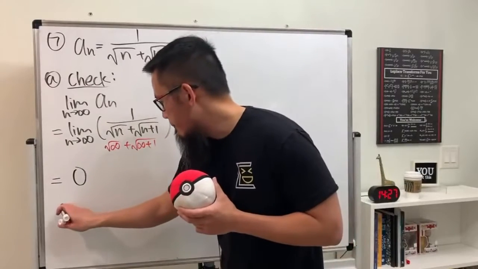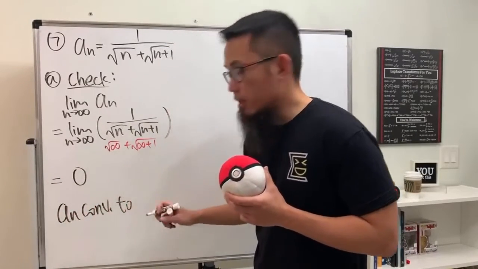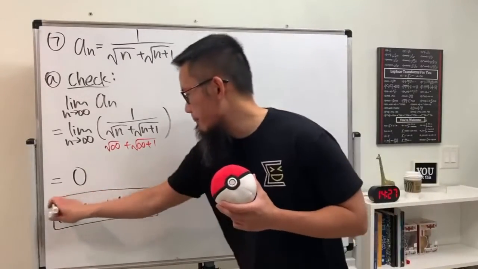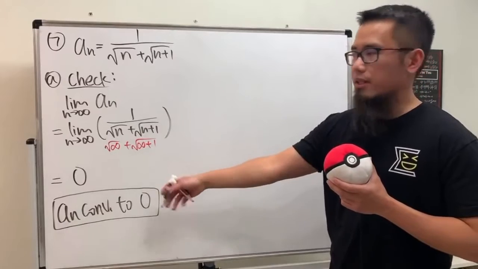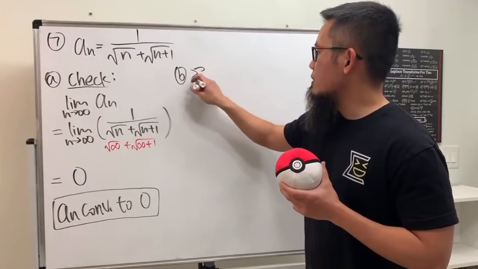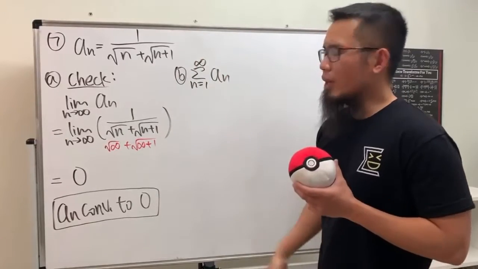Therefore, we can say an converges, and we know that it converges to the number 0. Done. This does not do us any good in terms of finding the convergence of the series as n goes from 1 to infinity of an. We have to do more work.